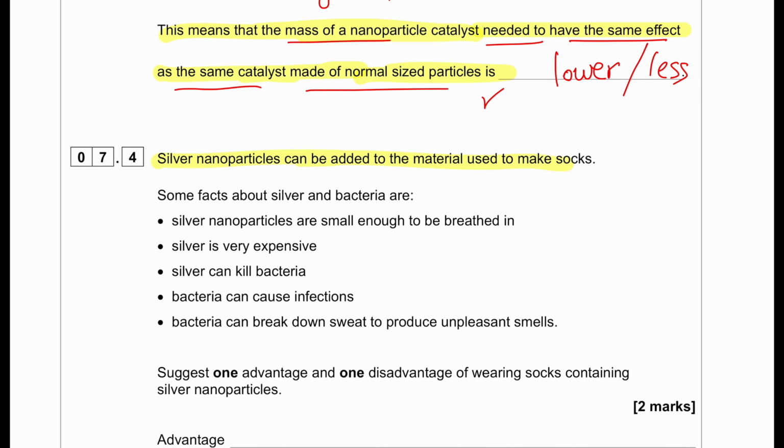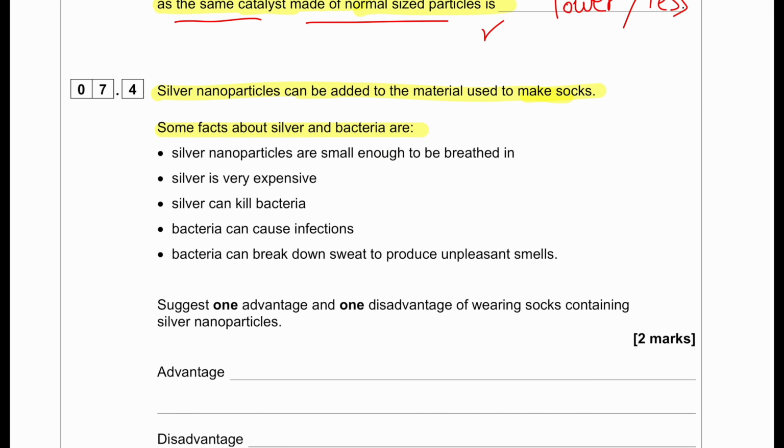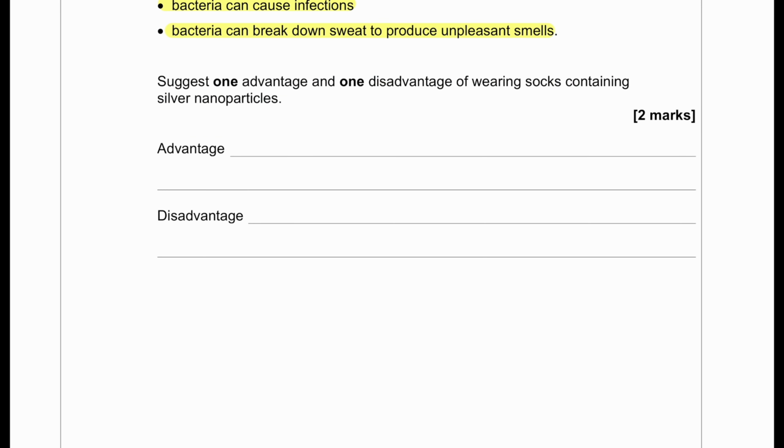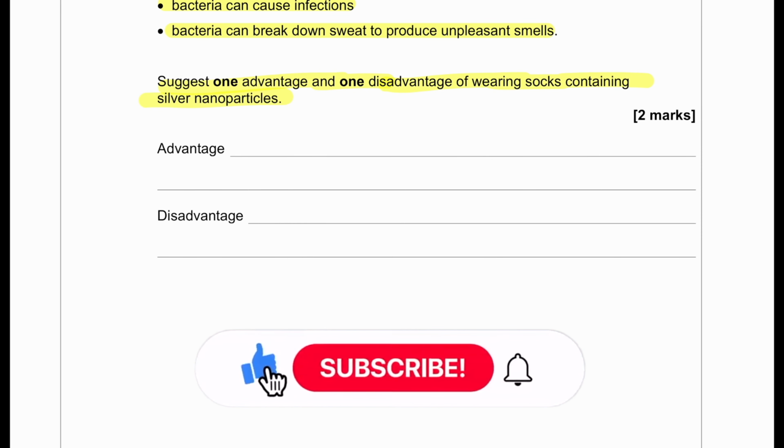Silver nanoparticles can be added to material used to make socks. Some facts about silver and bacteria are: silver nanoparticles are small enough to be breathed in. Silver is very expensive. Silver can kill bacteria. Bacteria can cause infection. Bacteria can break down sweat to produce unpleasant smell. Suggest one advantage and one disadvantage of wearing socks containing silver nanoparticles.